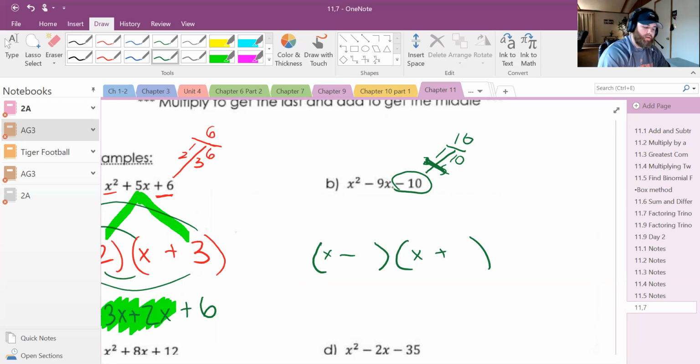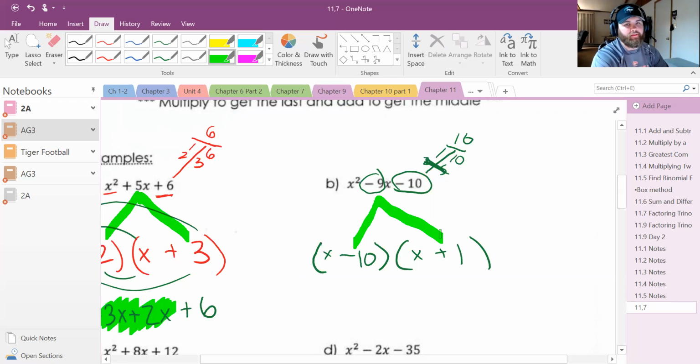All right, now, how can 1 and 10 get me to -9? Well, we have 10 minus 1. So if I have a positive 10 minus 1, it gives me a positive 9. I don't want that. So what needs to be negative? The 10 does, right? -10 plus 1 is going to get me to -9. And that is the answer.